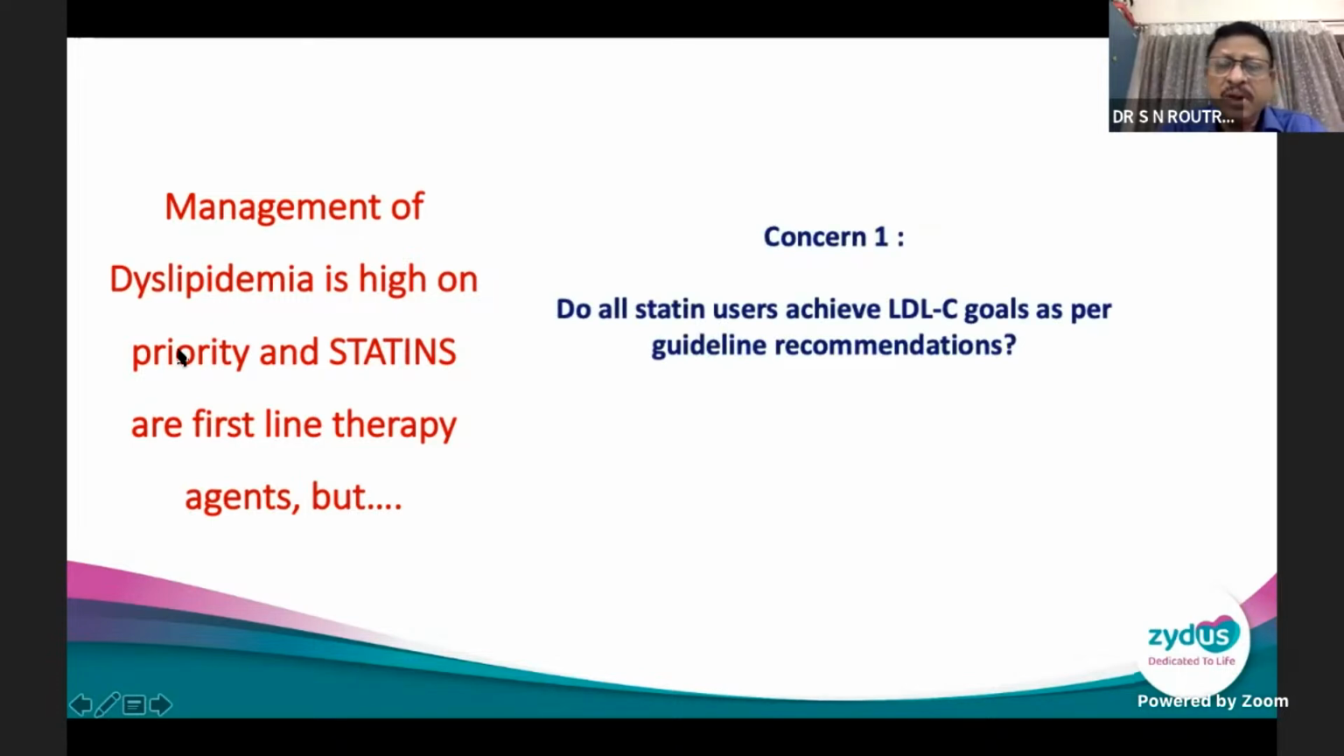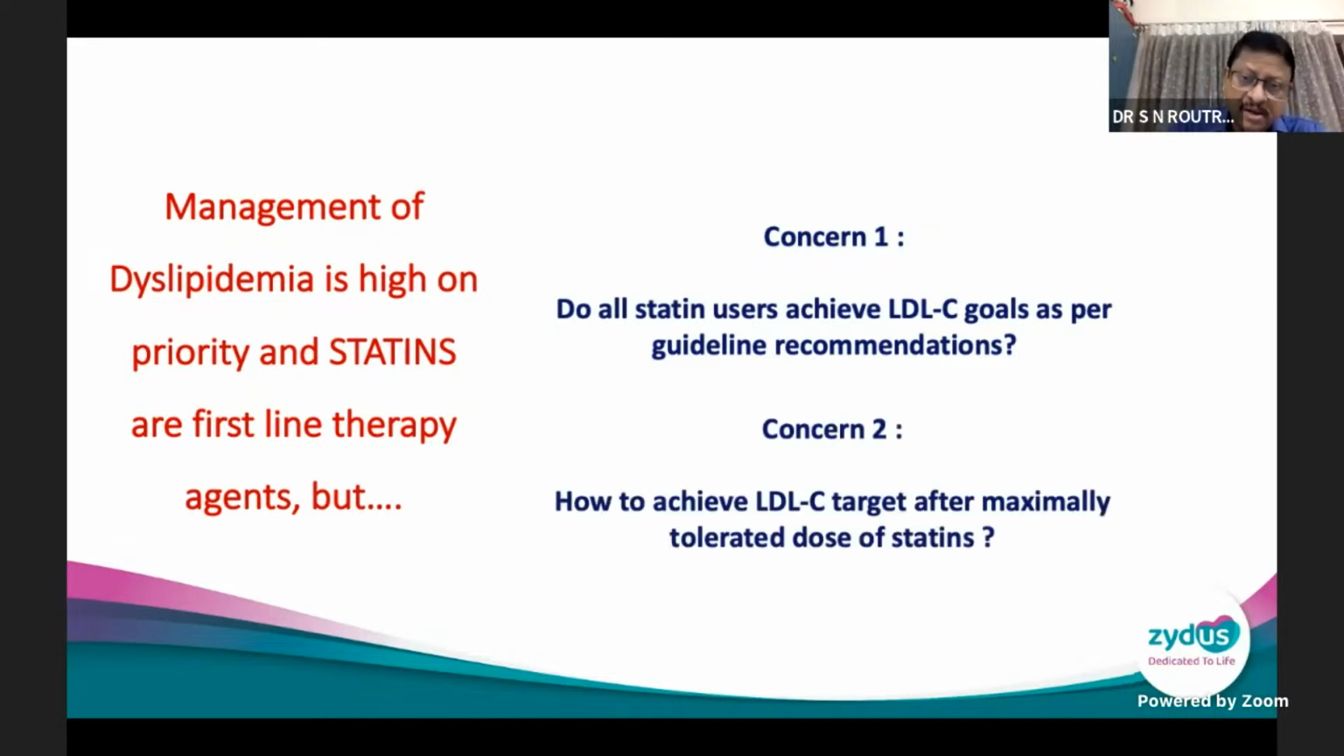You see here, there are two concerns. Concern one: do all statin users achieve LDL cholesterol goal as per the guideline recommendations? A big no. That will come across in a further presentation. So in spite of giving high intensity statin, not all are achieving the target level.